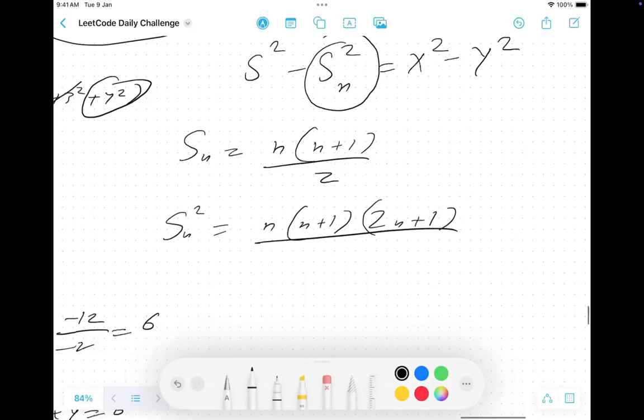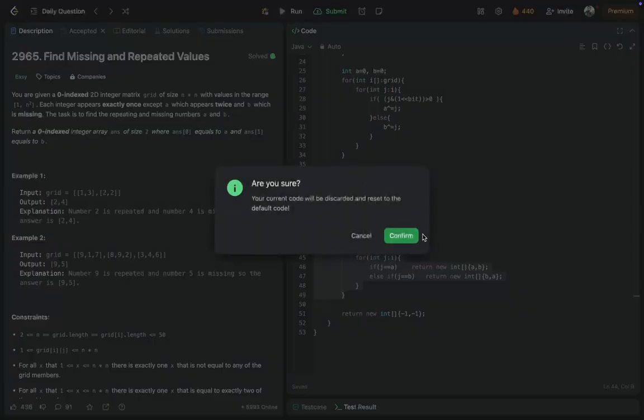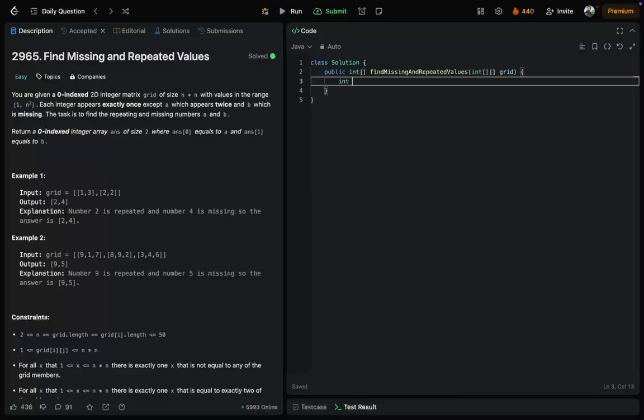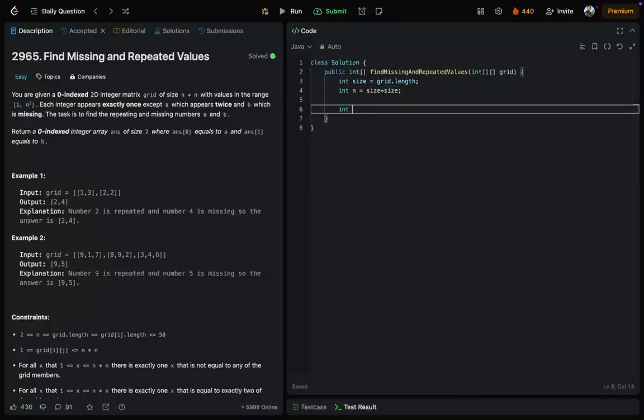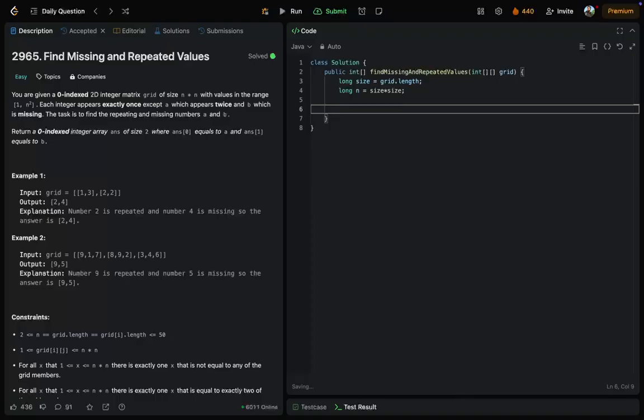This is school math. So we just need to find S and S square. So let's code this. So let's first find the size, and then n is size multiply size. Let's take long to be on a safer side. Then we need to find s and s square.